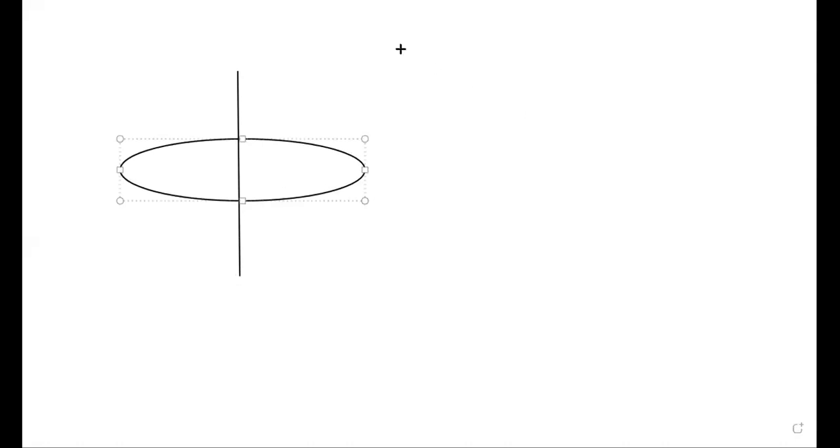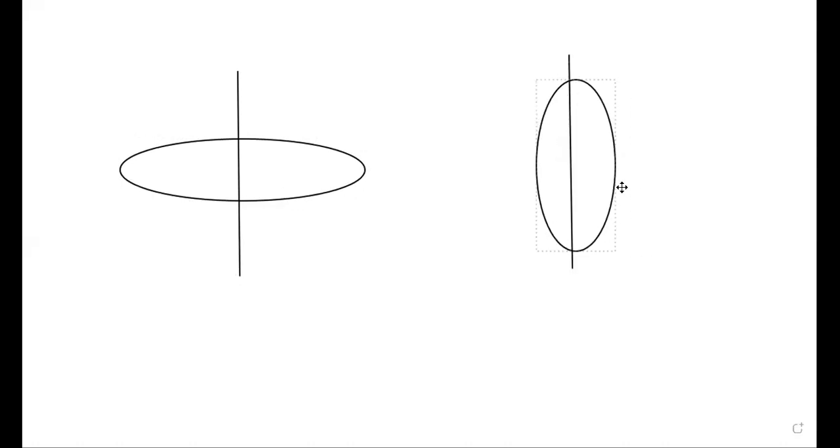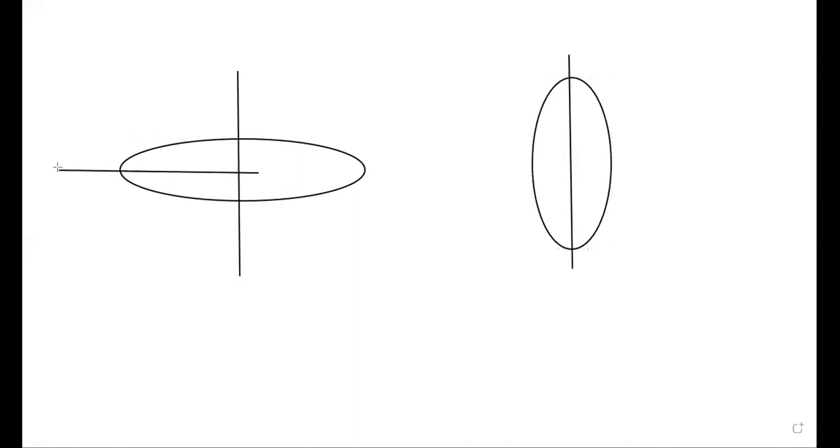We had two types of ellipse. One type of ellipse is like this, and another type of ellipse is like this. This has got x-axis this way. This has got x-axis this way.